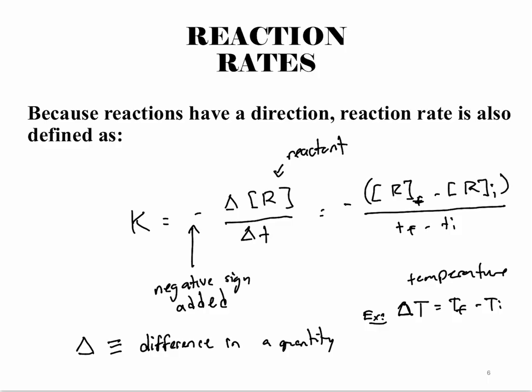So what you'll see is that for reactants, the reaction rate is going to have a negative sign, and for products, it's going to have a positive sign. And then, based off of convention, this can always be flipped around, just depending on which way the reaction is moving. But yeah, we'll see a lot of deltas, especially in kinetics, and that's what this represents.